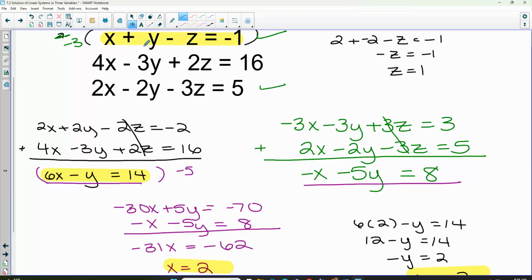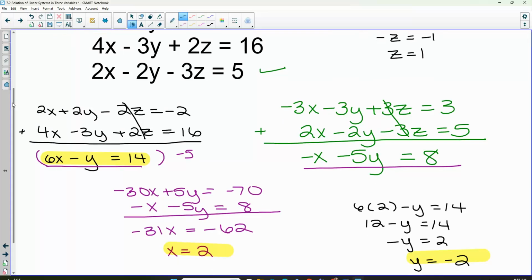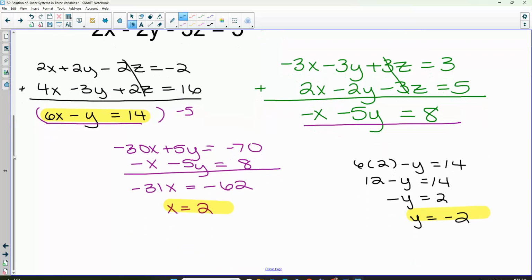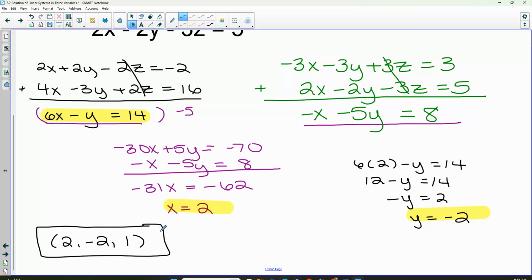You can check them. It should work for all three equations when you plug them in. So you can always do that. When you write your answer, just alphabetical order, x, y, z. So x is 2, y is -2, and z is 1. All right. So much longer process, but the same strategies that we had before.